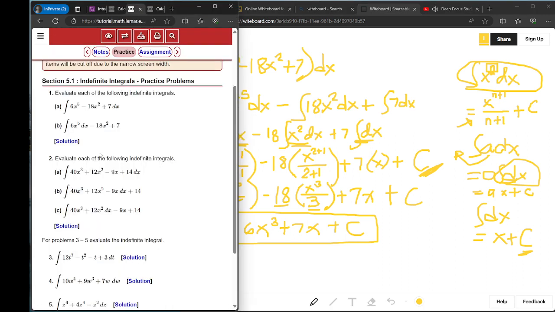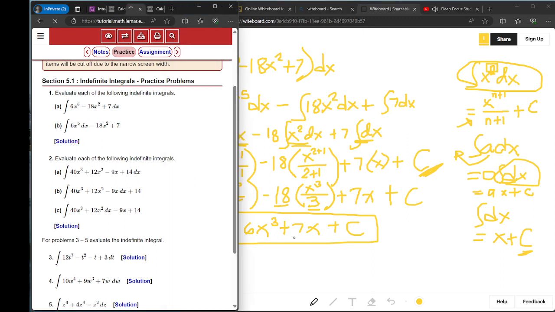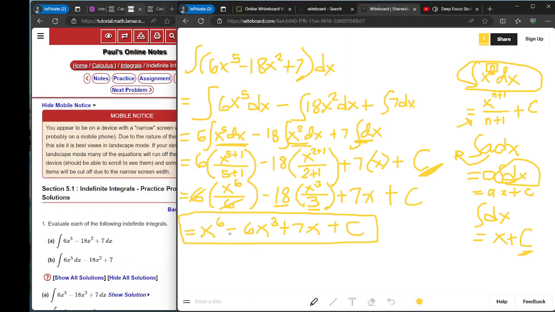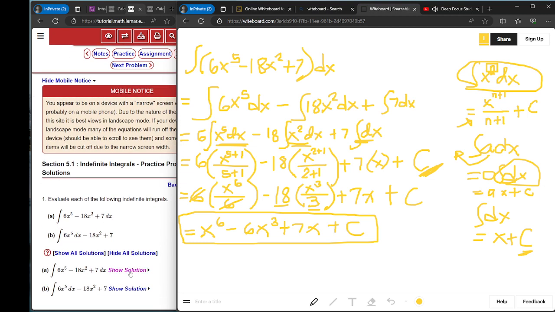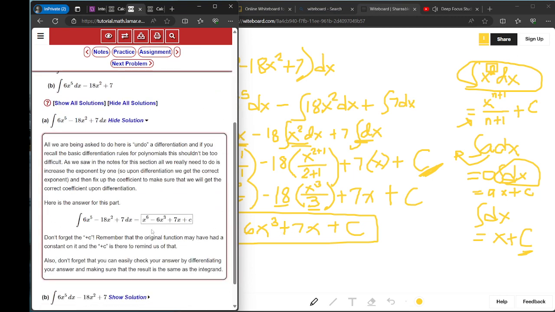So let's check the problem here. Again, the problem is the integral of 6x to the 5th minus 18x squared plus 7 dx. So our answer here is x to the 6 plus 6x cubed plus 7x plus c. So let's check. We need to show the solution. And we got here x to the 6.